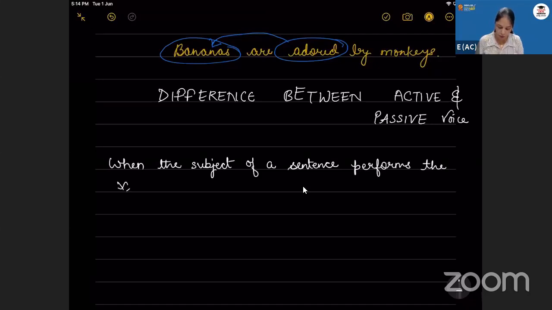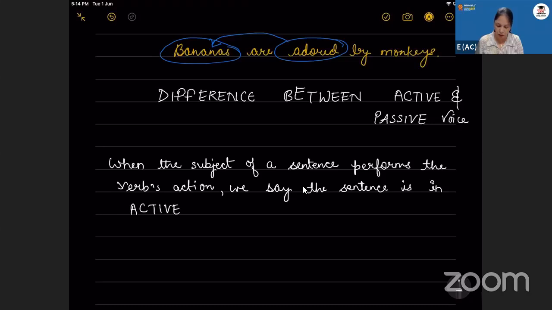we say the sentence is in which voice? The sentence is in active voice. Now it is very clear to everyone, right? In active voice we have a strong, direct, clear tone. हमारा tone active voice में बिल्कुल clear होता है, straight sentence होता है, right?